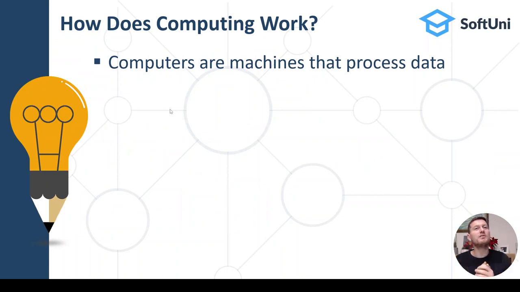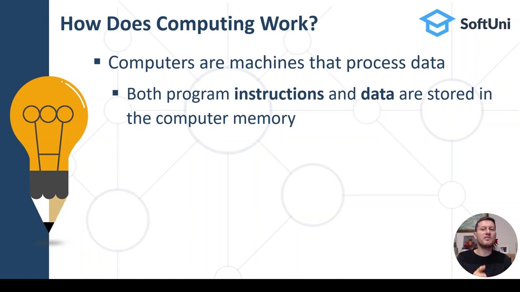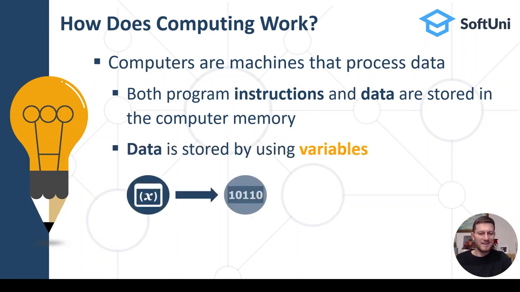So how does computing work generally? Computers are machines, computational machines that process data. So both program instructions and data are stored in the computer memory. Program instructions are stored in some location of the computer memory, and data is stored in another location in the computer memory, and data is split into places which have names and which hold certain values.